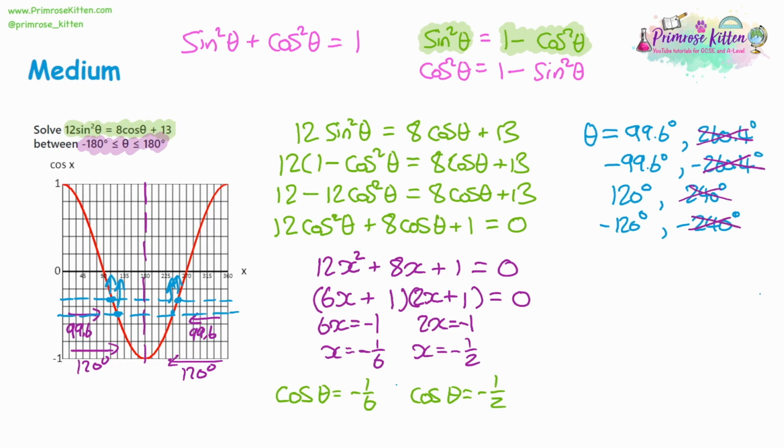So now we can write down our final answers. Theta is equal to negative 120, negative 99.6, positive 99.6 and positive 120 degrees. So they are our four answers. A little extra detail as well. If we're writing things to one decimal place, we need to write everything to one decimal place. Actually, let's write negative 120.0, just showing that it is actually rounded to one decimal place. And the same thing with a positive version as well.